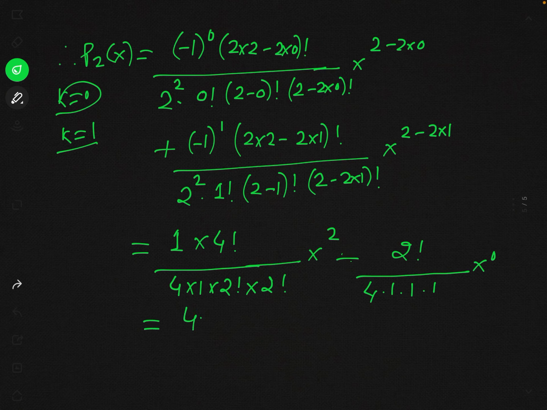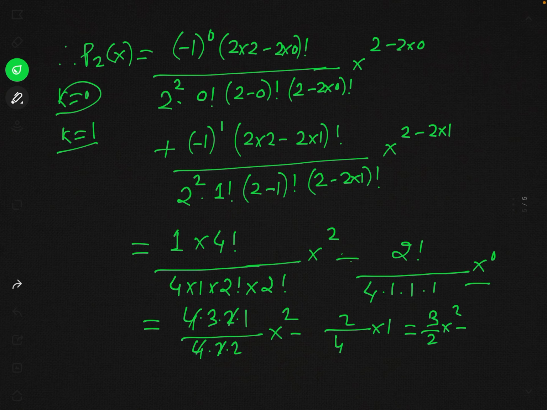And you know this will be what? This is in fact factorial 4. It means 4 into 3 into 2 into 1, and divided by 4 into 2 into 2. Factorial 2 is 2, x square, and minus factorial 2 is simply 2, 2 by 4 into 1, because x to the power 0 is 1. So see here, this 4 and this 4, this 2 and this 2 will cancel out, and so the first term is 3 by 2 x square, and second term is 1 by 2.